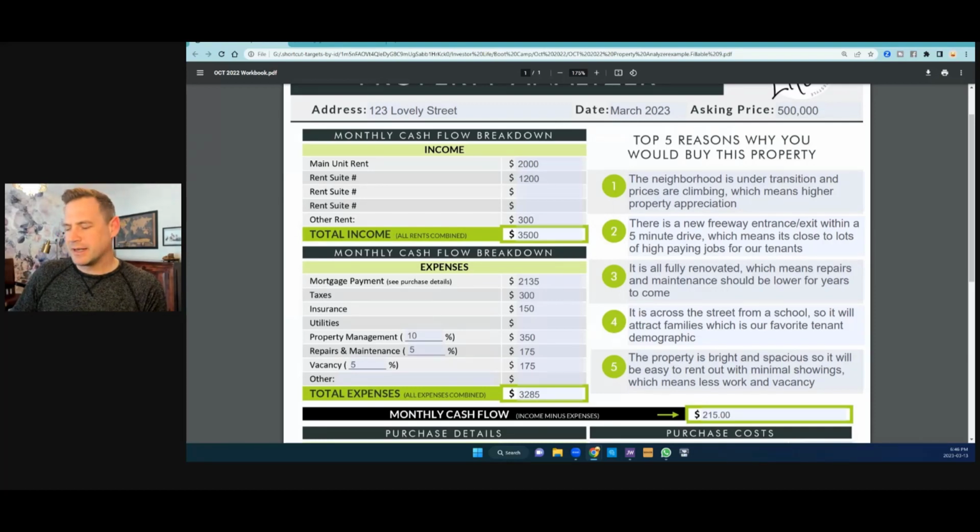So let's go back to this analyzer form here and let's look at some examples that I wrote in here beforehand. Example number 1, the neighborhood is under transition and the prices are climbing. So new homes are being built, old ones are being torn down. It's under transition. Maybe new restaurants are popping up. It's becoming a lively type neighborhood, which means high property appreciation. A good reason why we may consider a property like this.